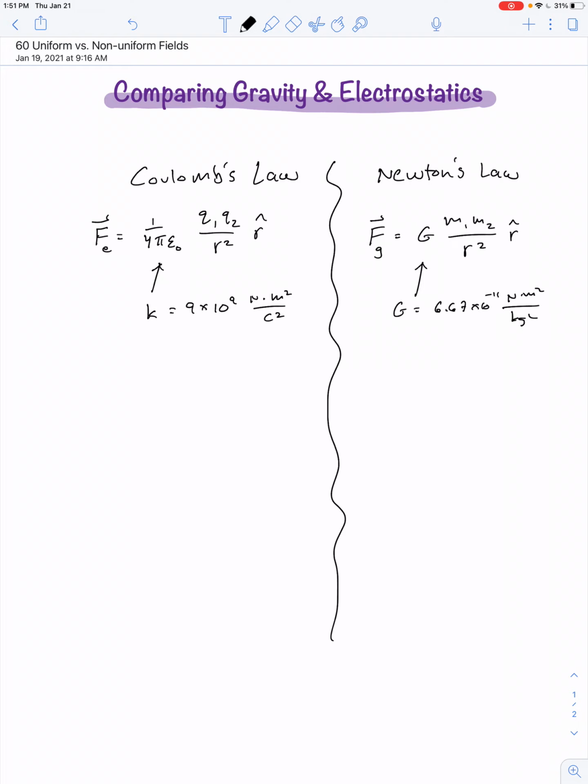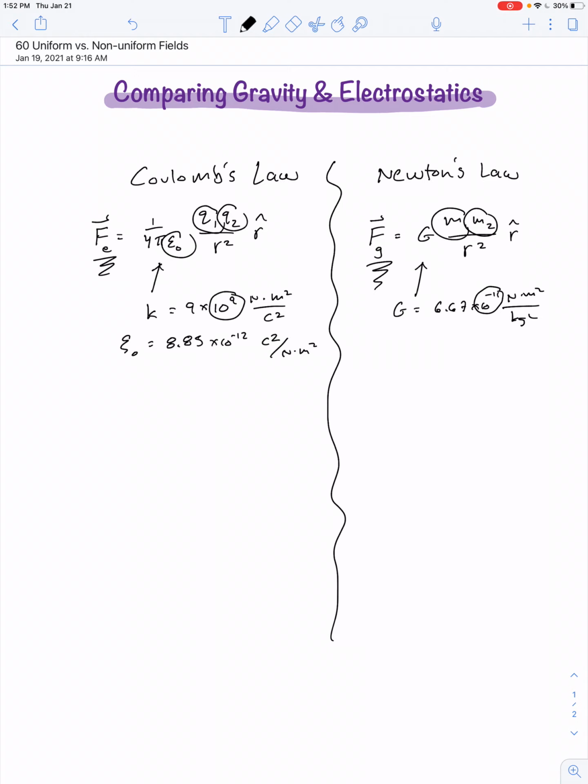And I write out these constants just to remind you that this is a very small number. And so unless one or the other of these two masses is really large, there's not going to be an appreciably large force of gravity. However, in the case of electrostatics, this is a very large constant. And even when these charges are small, you still have a large electrostatic force. This epsilon naught is known as the permittivity of free space, and it's equal to 8.85 times 10 to the negative 12th Coulomb squared per Newton meter squared. Okay, so both inverse squared laws, fine.